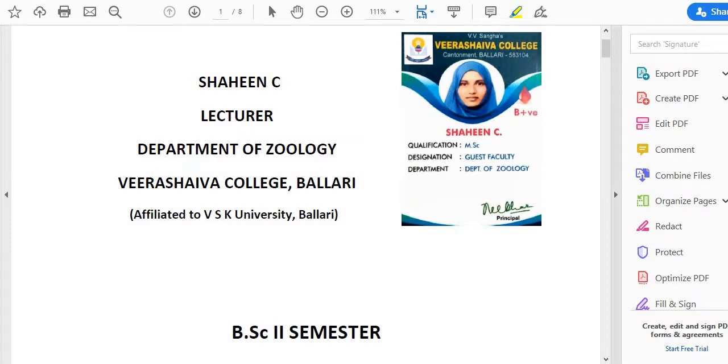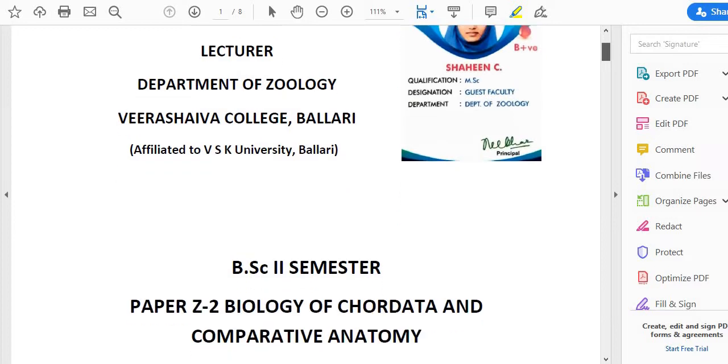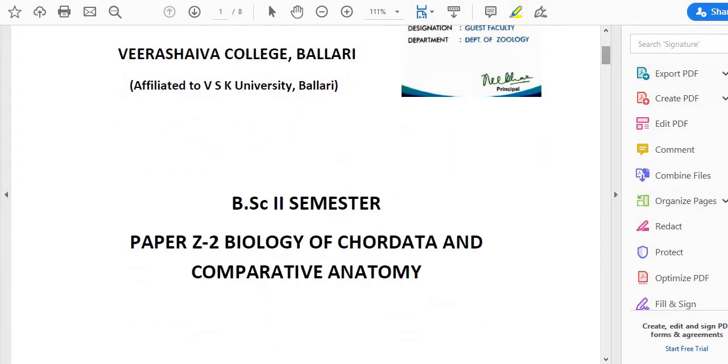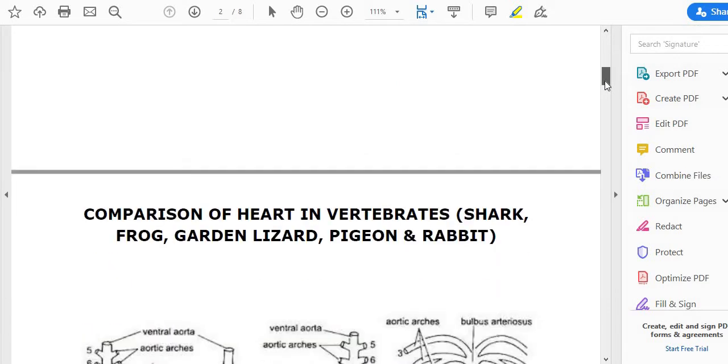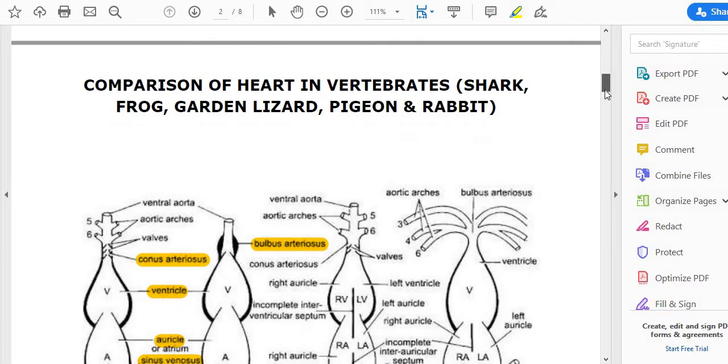So as we were discussing the comparative study as a part of the syllabus from the paper Biology of Chordata and Comparative Anatomy, I have explained the comparative study of the digestive system in different vertebrates by taking examples from each class. So today we are going to study the comparison of the heart in different vertebrates.